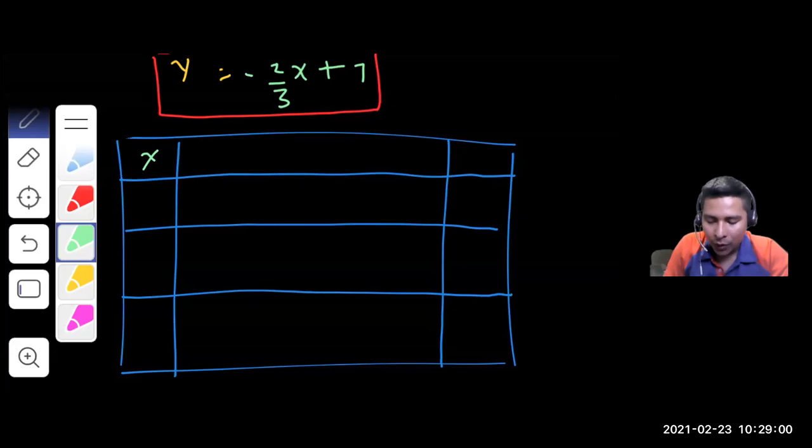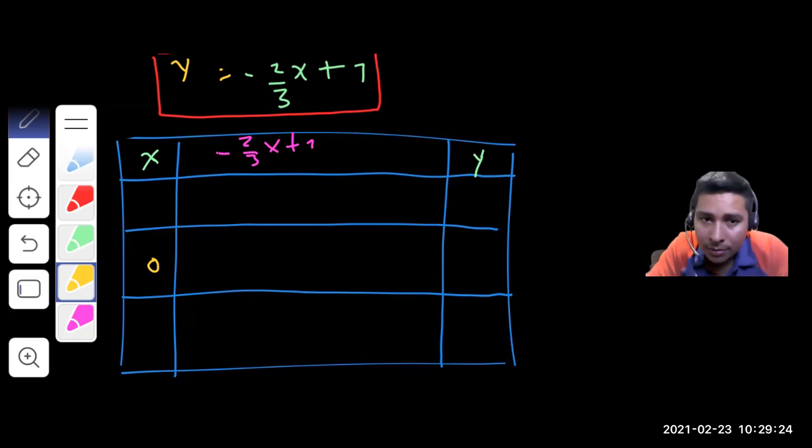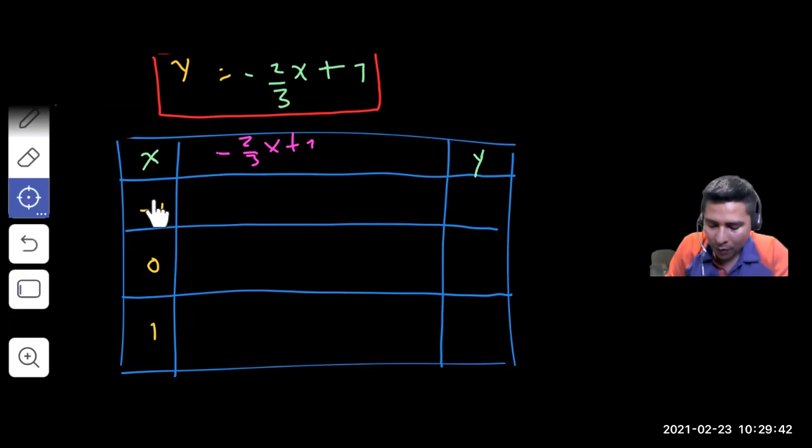My first column stands for the input, which is x, and the output y, and the function, which is, what is my function? It is negative 2 thirds of x plus 1. Which values are you going to give, guys, to x? You can use whatever values you want. We're going to use these values now: 0, negative 1, and 1.